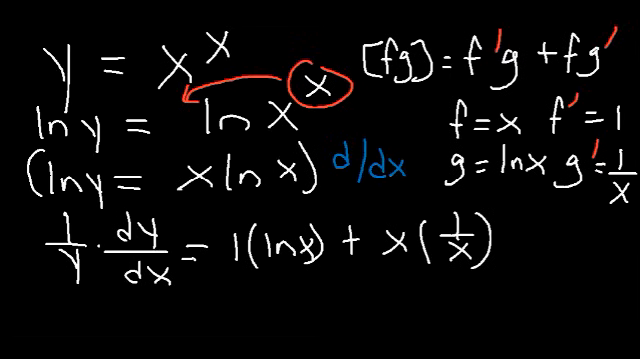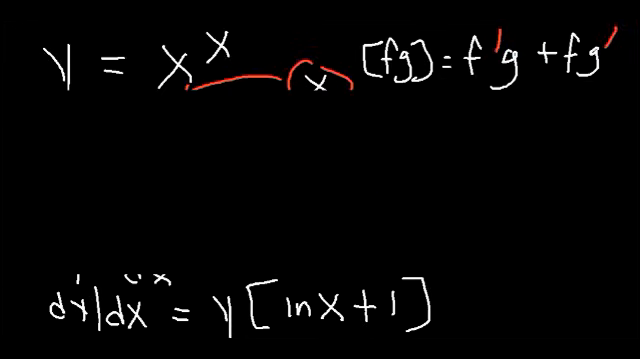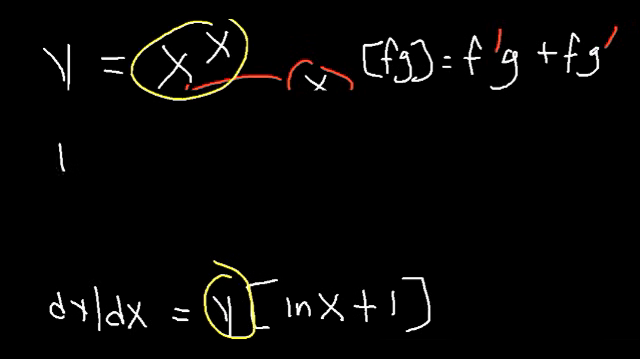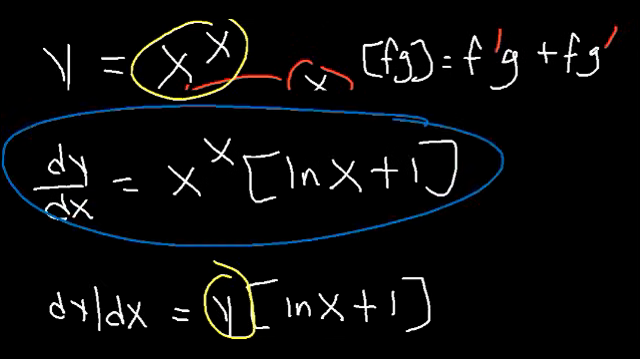So now let's multiply both sides by y. So dy dx is equal to y times ln x, and x times 1 over x is simply 1. X divided by x is 1. And finally, our last step is to replace y with what it is. That's x raised to the x. So dy dx is equal to x raised to the x times ln x plus 1. So this is the answer. That's how you do it.